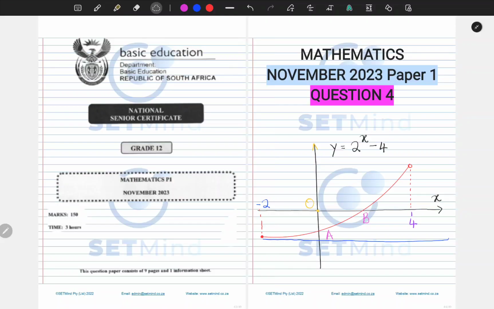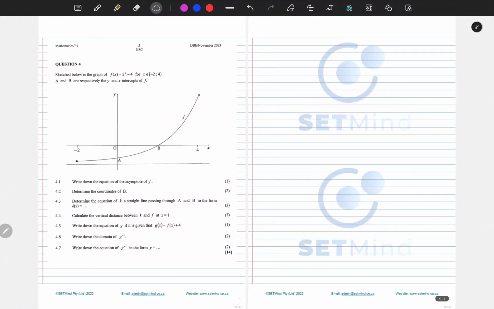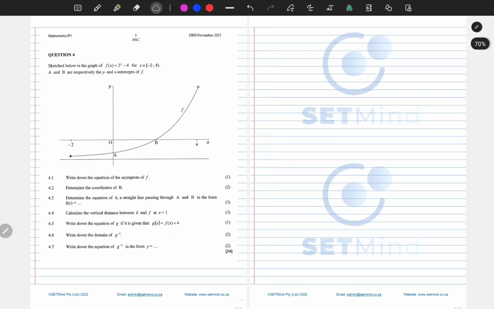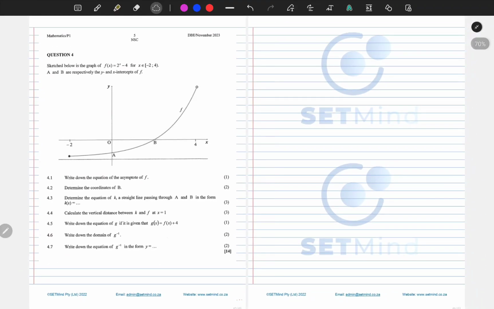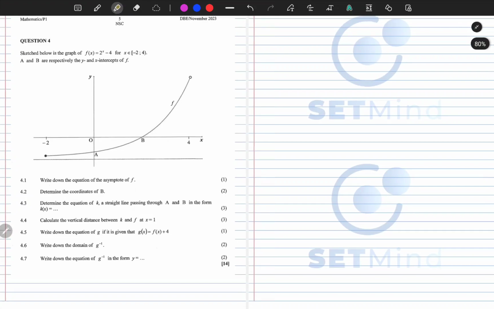In this session, we'll be looking at the November 2023 Mathematics Paper 1, specifically question number 4. Question 4 is based on graphs, as you can see on the screen. In this case, we have an exponential graph. So let's quickly dive into the first question and have a read. Then we'll look at the graph and see what is going on.